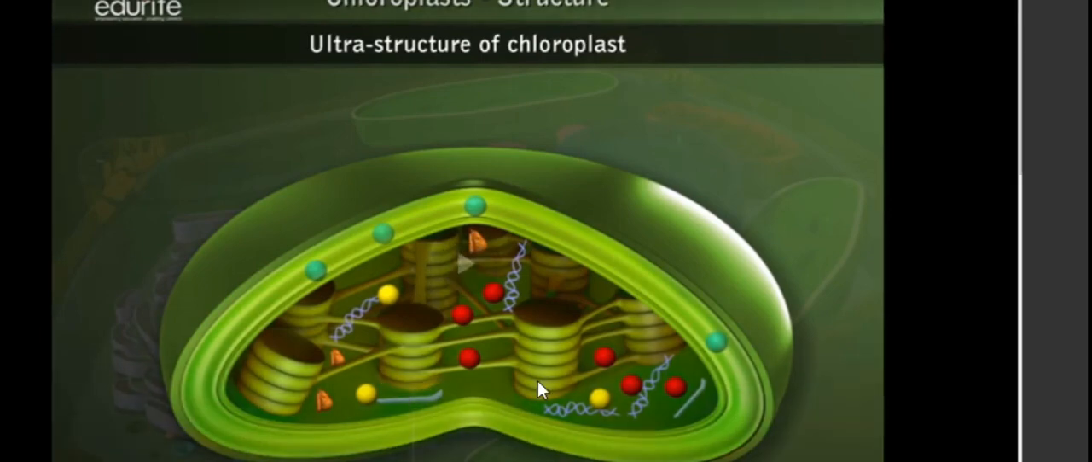You can see the coin-like structures are called what? Thylakoids, and they are stacked upon each other to form the what? Grana. Grana is the plural form of granum.